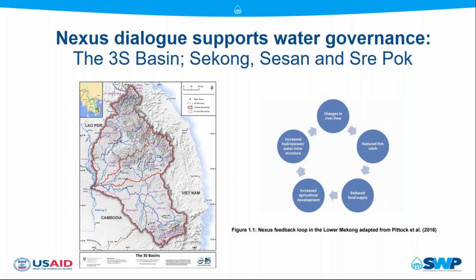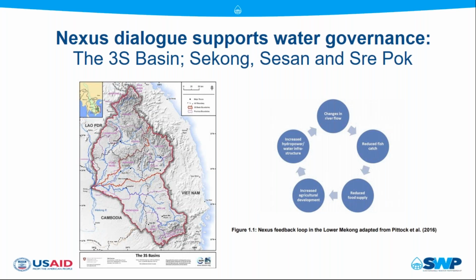Covering about 10% then of the overall Mekong, these three rivers provide about 20% of the mean annual flow of the overall Mekong, which is about 35% of that in the dry season. And they're also really important for suspended sediment flows downstream, because ultimately these reach the coast of Cambodia and maintain the stability of the delta downstream.